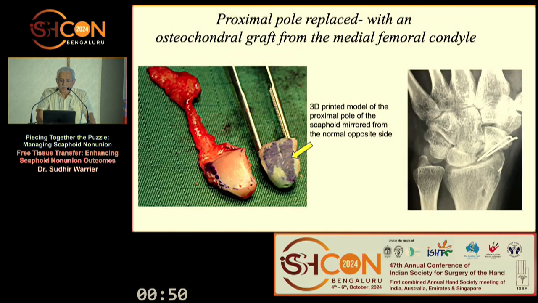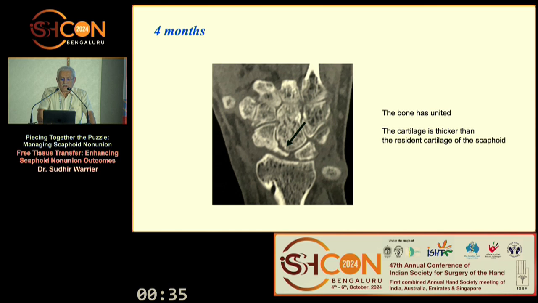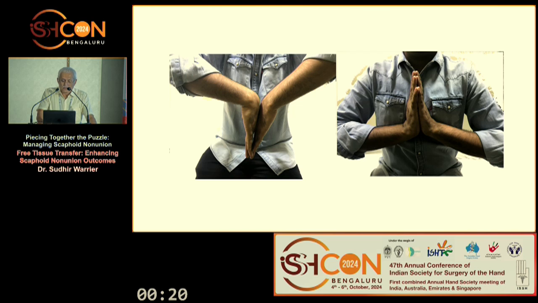we got a model made of the proximal pole styled on the opposite side, and then created a small model which we carried into the theater and mimicked the proximal pole of the scaphoid, used the medial femoral condyle, got the graft in, and 4 months later did a CT scan to see the union, and you can understand that the thickness of the cartilage of the femur is much more than that is there in the scaphoid, and that is what you're seeing. He's doing extremely well.